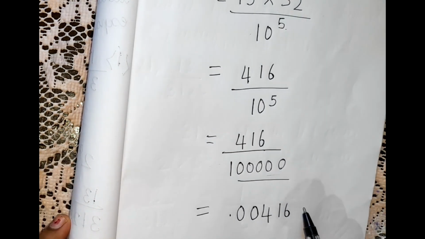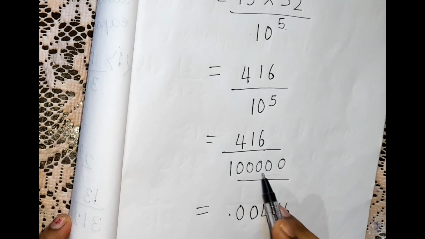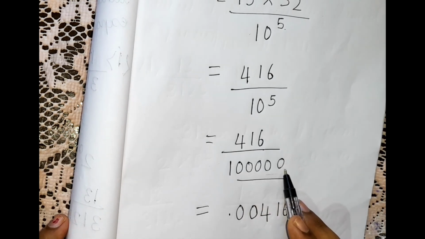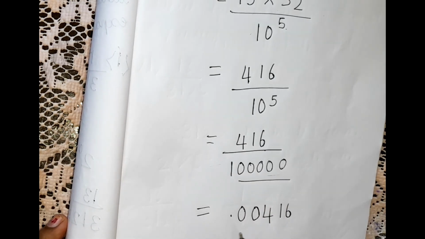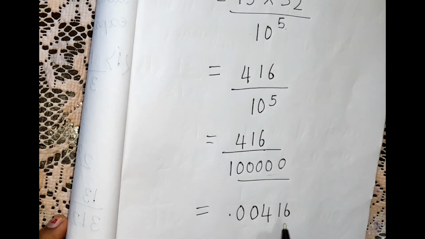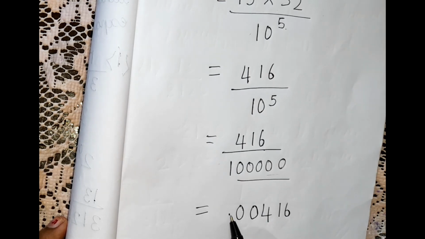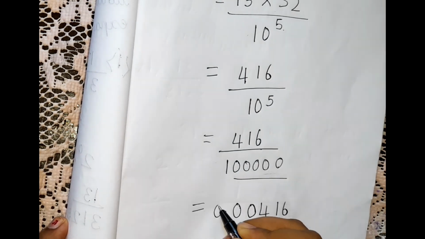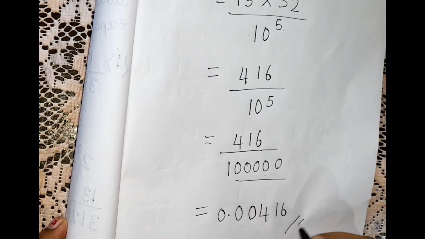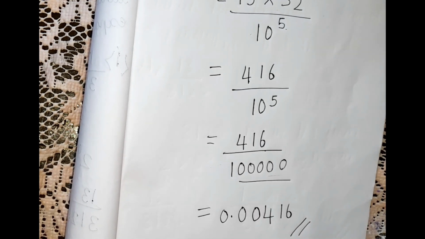Okay, how we take is, we take these 5 zeros. So totally we have 5 zeros. That means we are supposed to put the decimal point after 5 numbers. Okay, so here it is 1 2 3 4 5. So after 5 numbers we should put the decimal point, and here also you can write 0. Okay, so finally we got this answer. So this is the answer.